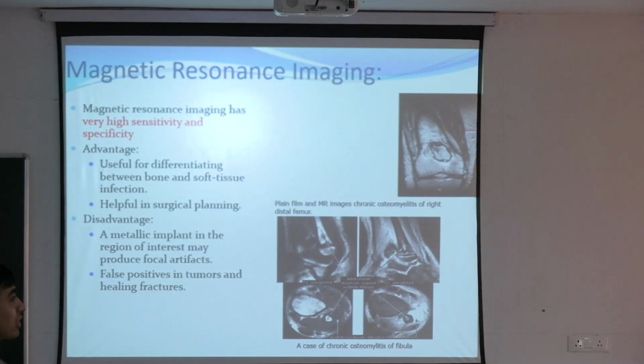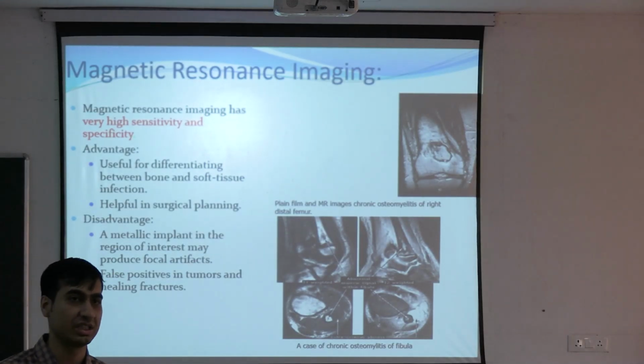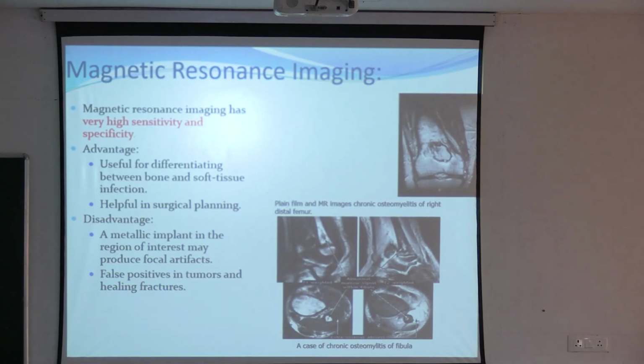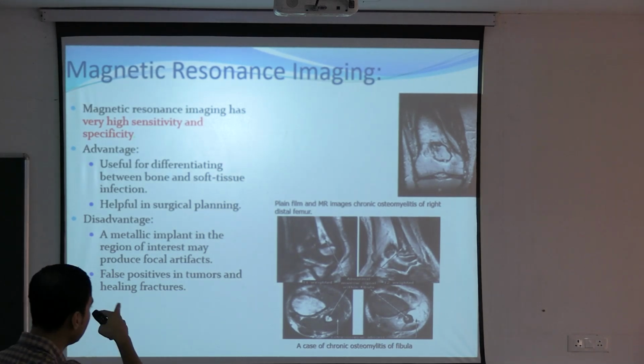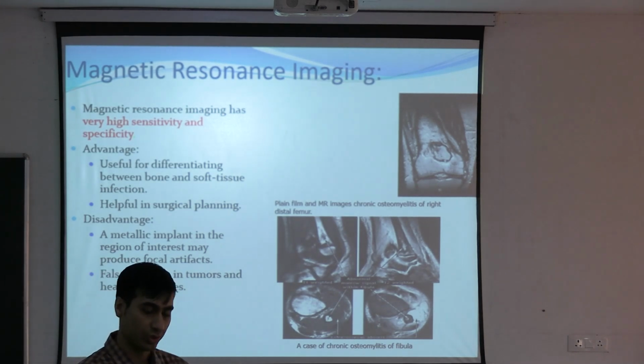MRI is the go-to because it is affordable. Technetium 99 scan is very costly. Not all patients are able to afford it, and you won't get it everywhere also. So MRI is affordable, easily available, and is equally sensitive and specific also, because you will get the marrow edema. See, inside the marrow they are showing the edema. Okay, T1, T2 weighted images. See the T2 weighted images, you will see the spot.